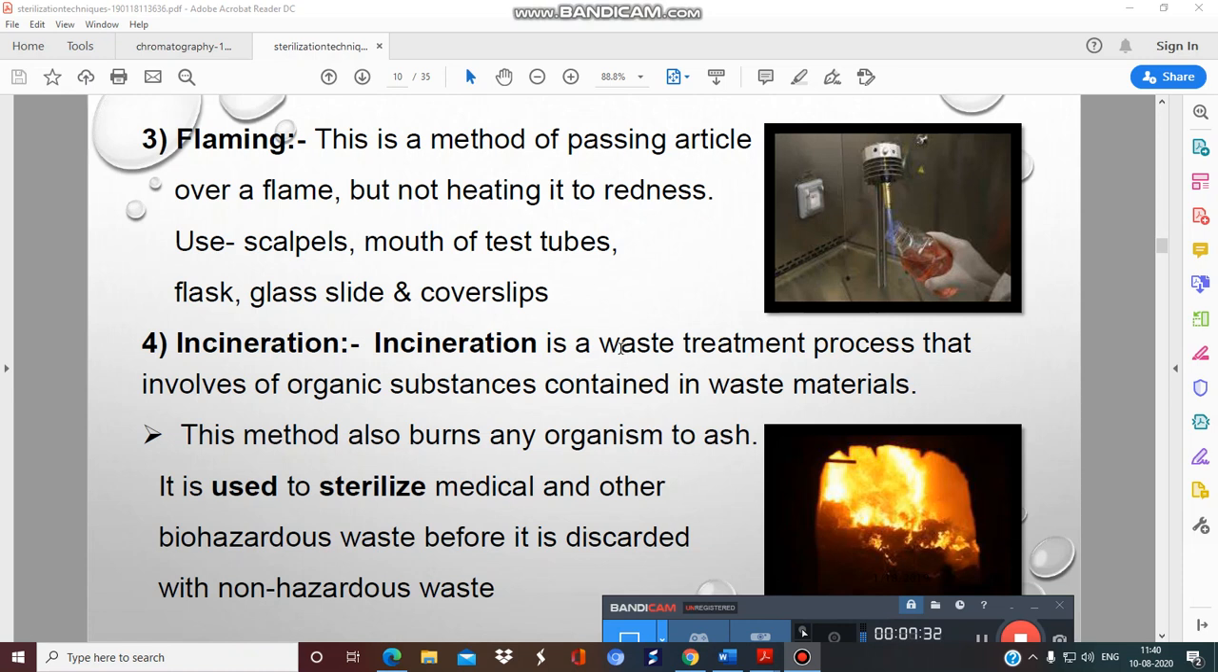So incineration is a waste treatment process that involves the combustion of organic substances contained in the waste materials. So what is happening here? We have to put our sample in this incinerator, and it will convert it into ash. So incinerators are used to convert any substance into ash.